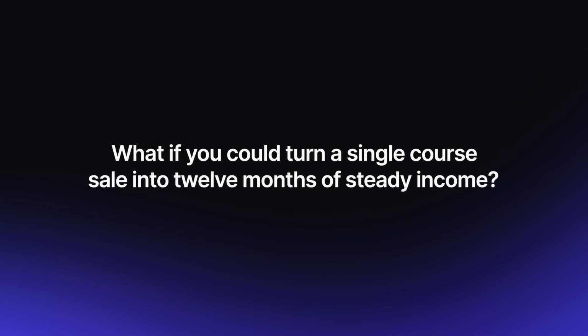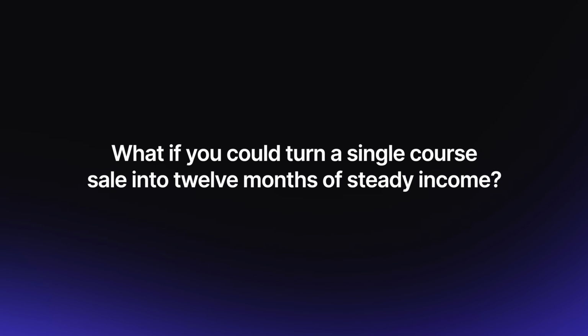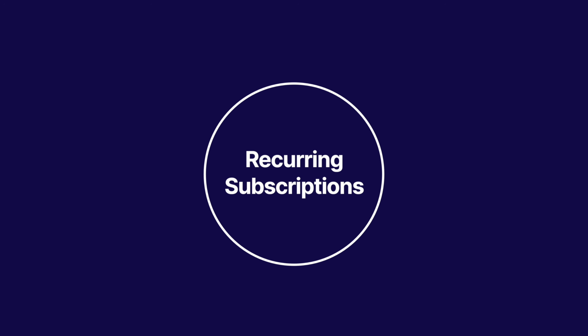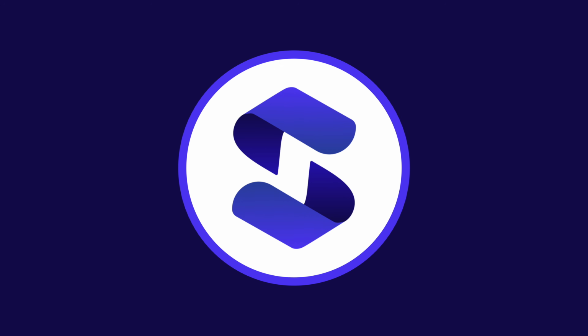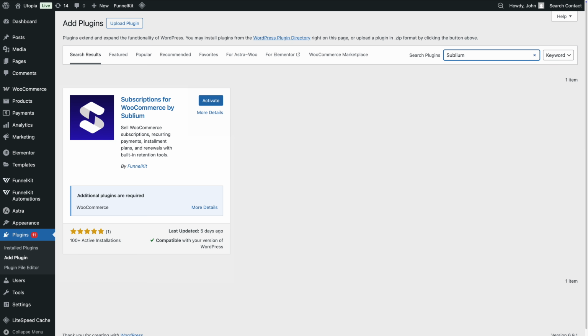What if you could turn a single course sale into 12 months of steady income? That's the power of recurring subscriptions. And in this tutorial, I'll show you how to set it up using Sublium subscriptions for WooCommerce. Alright, let's walk through it.